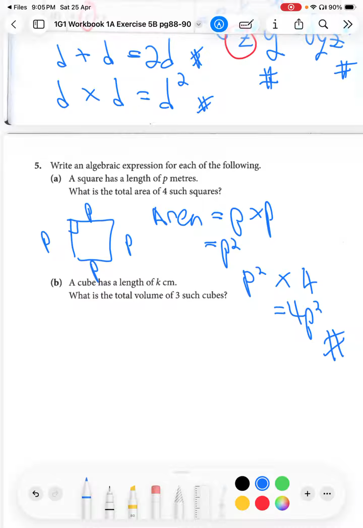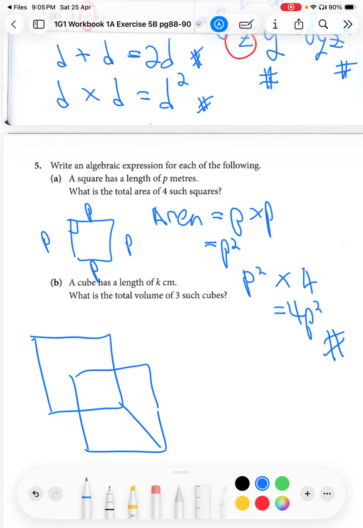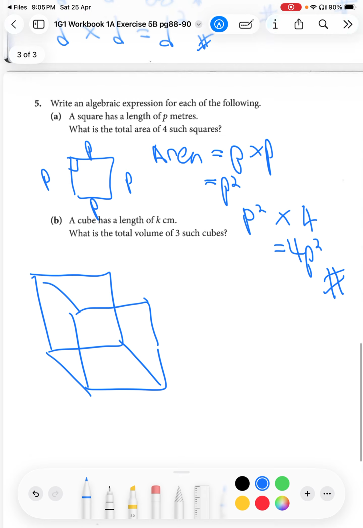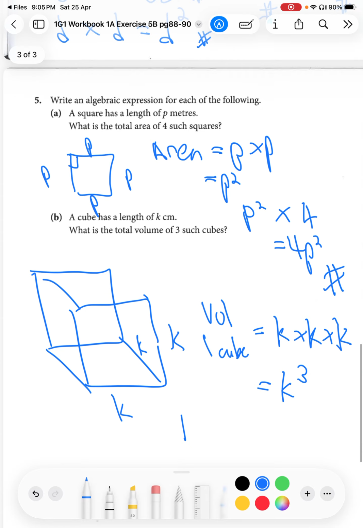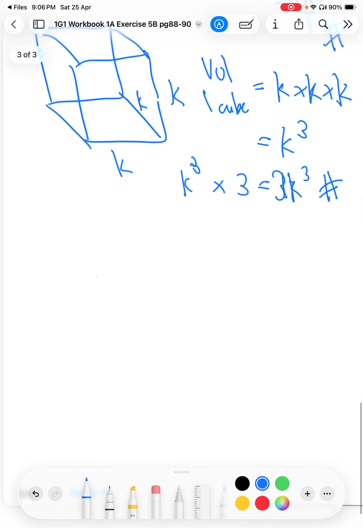A cube has a length of k cm. What is the volume of 3 cubes? The volume of 1 cube is k times k times k, length times breadth times height, so k cubed. So 3 cubes is k cubed times 3, which is 3k cubed. That's it. Understand this part. Remember, area is length times breadth, volume is length times breadth times height.